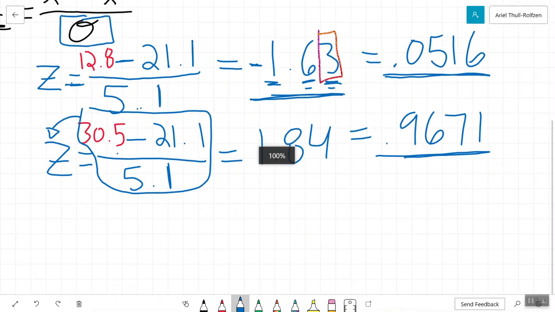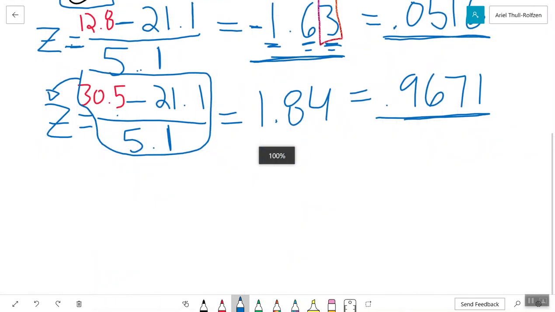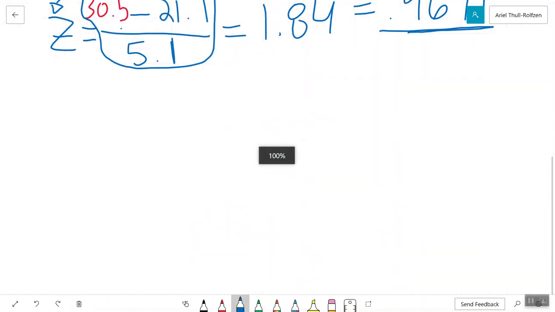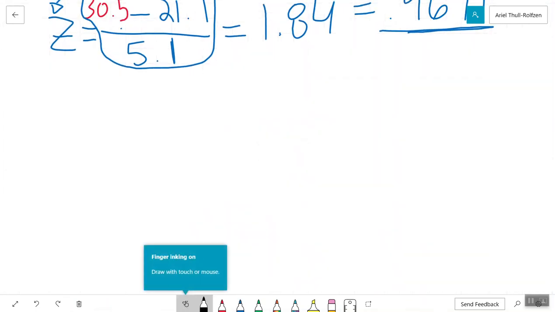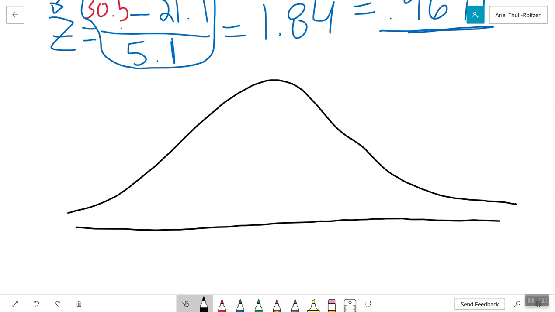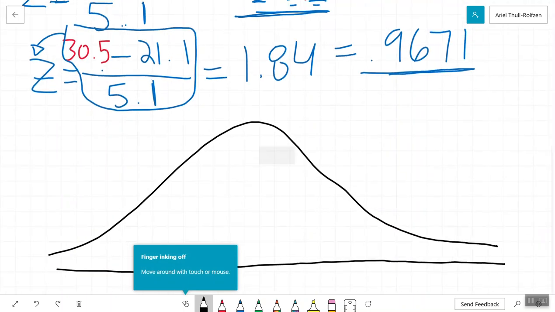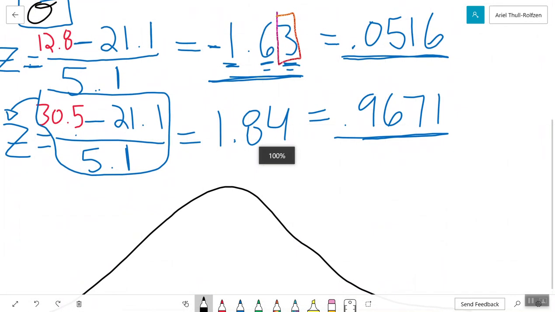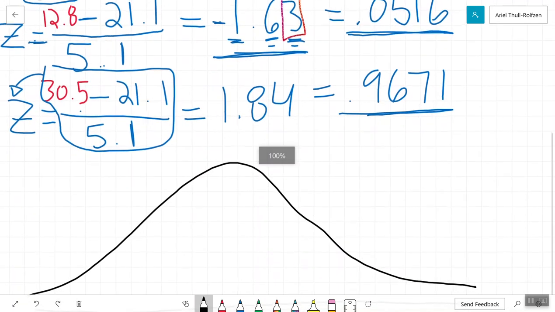Now I know what you're thinking, well gosh Ariel, I've got two Z-scores, I've got two probabilities from those Z-scores, what the heck am I supposed to do with these? The answer to that is you're going to make a normal distribution curve. And remember I said we're going to be making a lot of these. So here's my normal distribution curve. Drawing it isn't as important here as it is with percentiles, but it does help to visualize this.